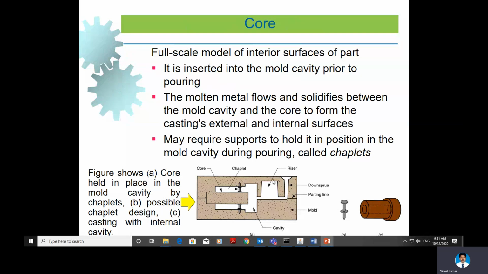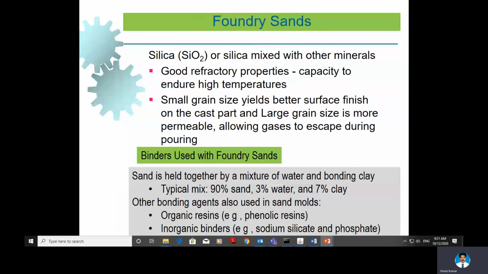Now, which material is generally used for sand casting purpose? Normally, silicon dioxide, silica sand, is used mixed with clay, which is a natural binder. A small grain size of sand means the surface finish will be better. If the grain size is larger, then the surface finish will be less.